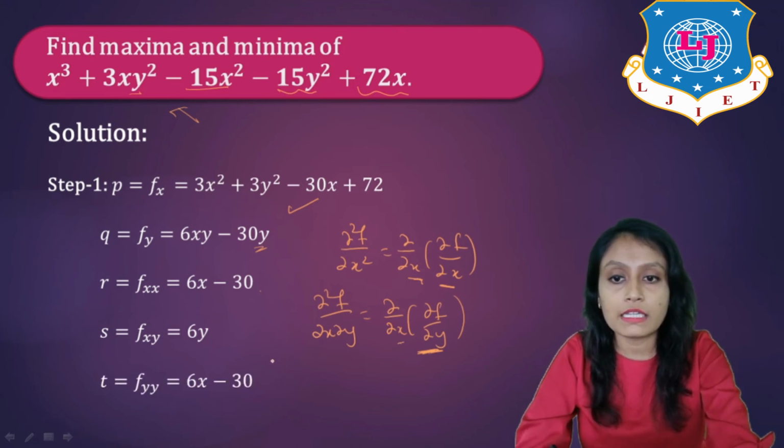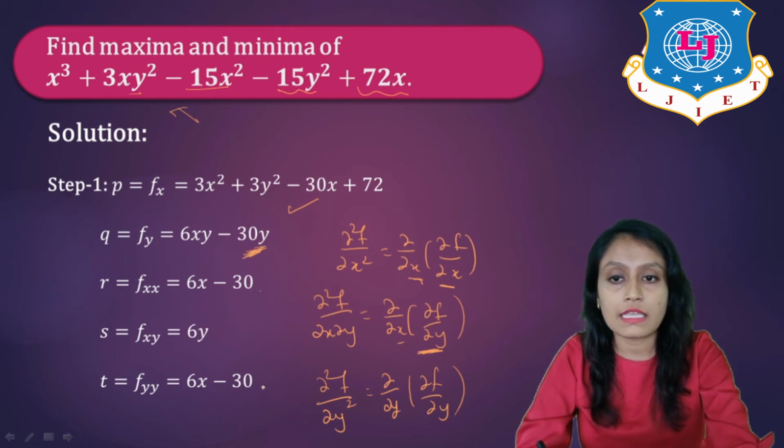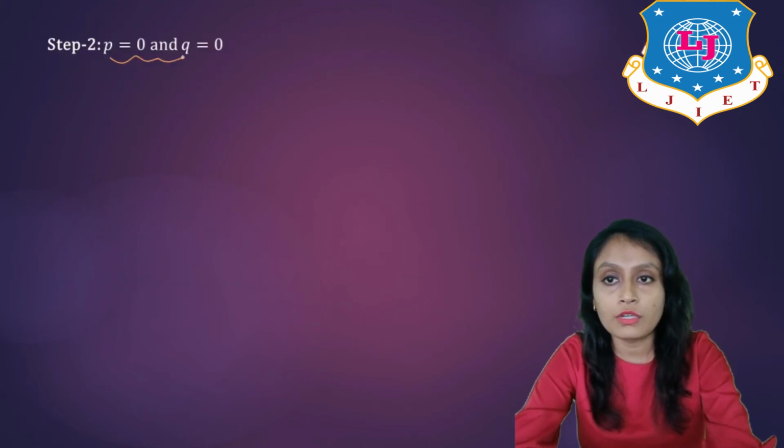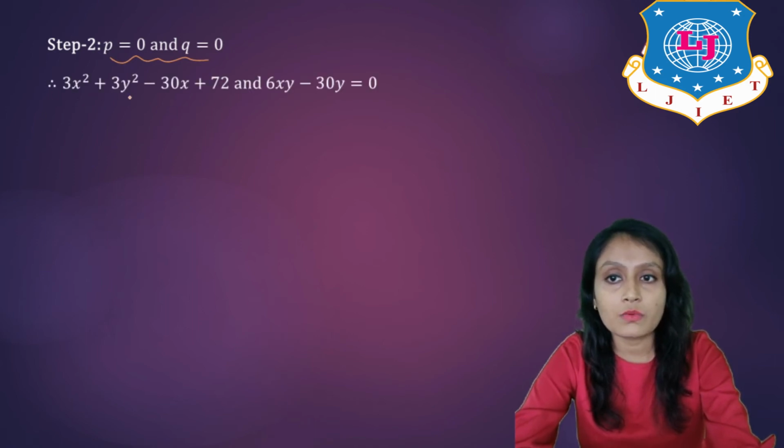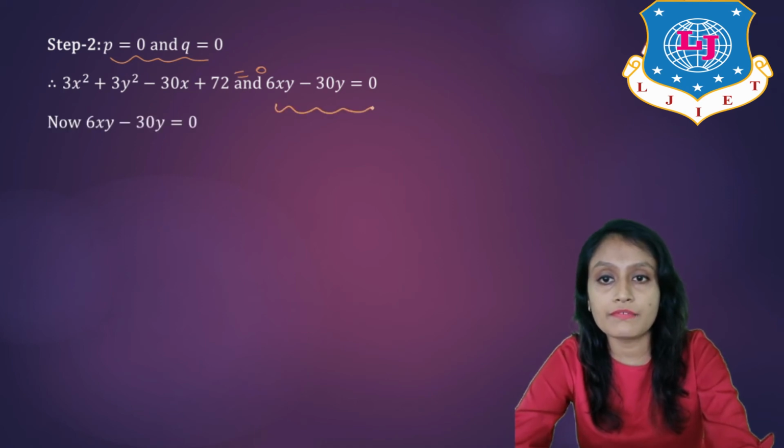Next, we have to find t, that is fyy. So this is del square f by del y square. So this is del by del y of del f by del y. So now differentiate this function fy with respect to y. So you will get the answer 6x minus 30. Okay, now let's begin with step 2. Here we have to take p equal to 0, q equal to 0. So you will get 3x square plus 3y square minus 30x plus 72 equals 0, and 6xy minus 30y equal to 0.